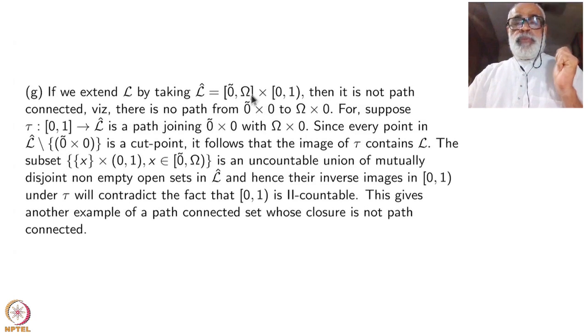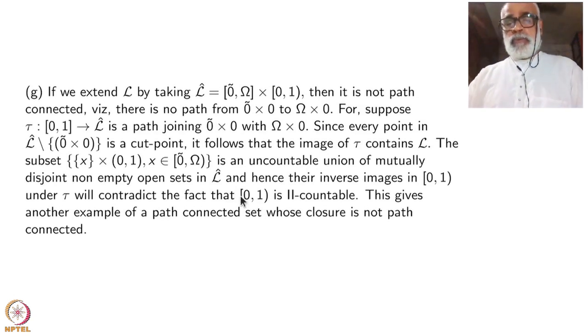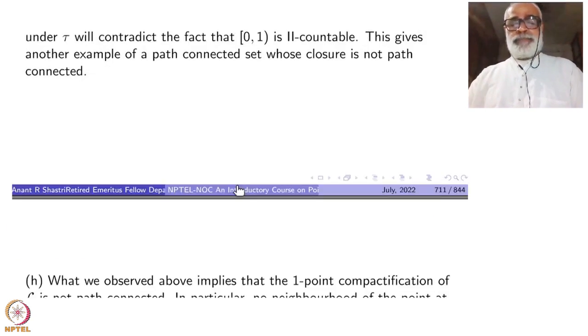So, if you just add one more point, you will get a path connected space whose closure is not path connected. Okay, we have seen such a thing with the topologist's sine curve also, that is not a great thing. But this example also gives you that.